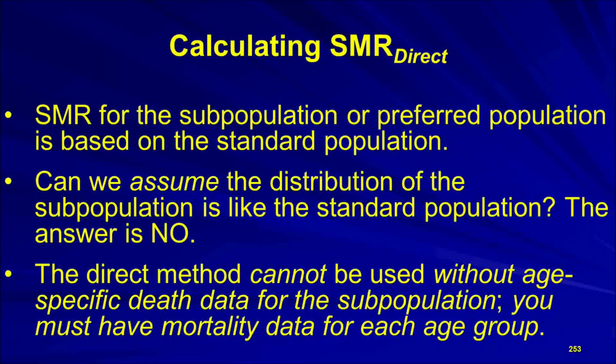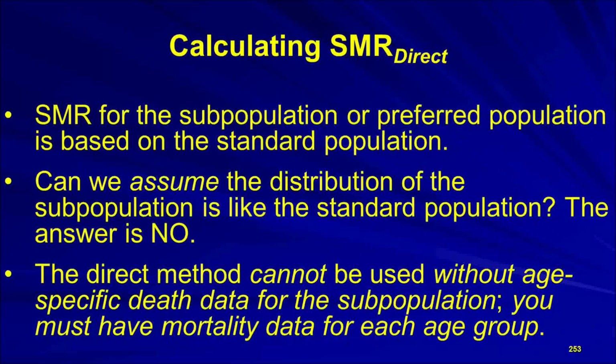The next thing is, we're doing a distribution method, but in order to do a direct method, you must have age-specific death data for the subpopulation, or Honolulu, Hawaii, in this particular case. So if you don't have age-specific death data for the subpopulation, there's no way that you can do the direct method. And this is what separates the direct method from the indirect method.